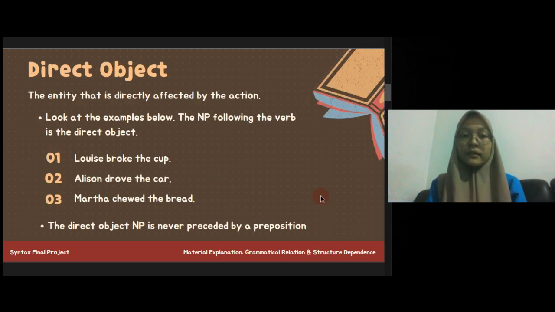And then the second one is direct object. Direct object is the entity that is directly affected by the action. Look at the examples below. The noun phrase following the verb is the direct object. The first sentence, Louis broke the cup. The cup is direct object. The second sentence is Alison drove the car. The car is direct object. And then the third sentence, Martha chewed the bread. The bread is direct object. We can remember that a direct object noun phrase is never preceded by a preposition.